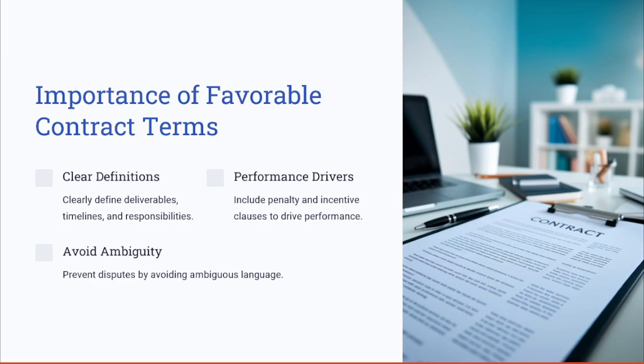For example, in an IT outsourcing project, specifying the deliverables and also the service level agreements, which are known as the SLAs, and penalties for downtime ensures accountability. Ambiguities can lead to misunderstanding and can cause a dispute. So clarity here is very essential.